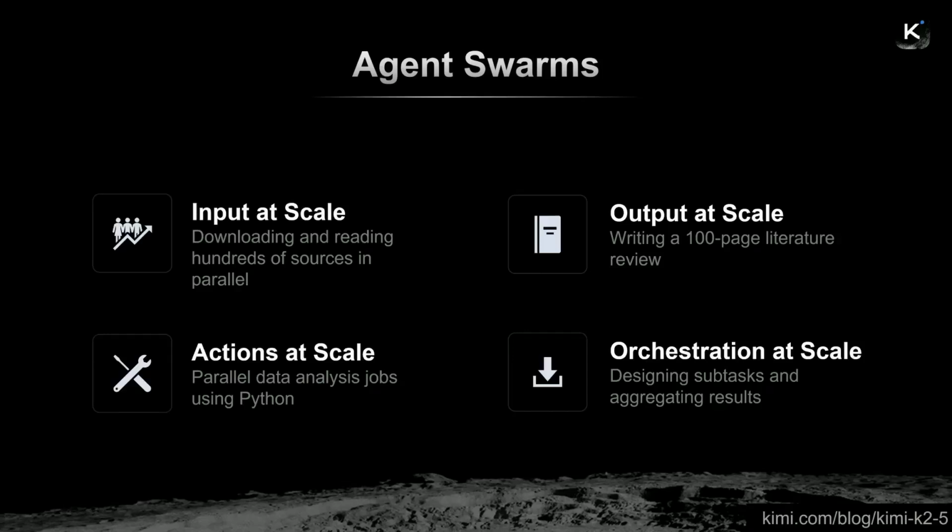And we can certainly scale it in different dimensions. We can scale the inputs. For example, we can download and read hundreds of sources or even thousands of documents in parallel. Or you can write a 100-page literature review in parallel. Or you can take actions at scale. You can perform data analysis for 10 different tasks. And also, it is orchestration at scale. You have to learn to design subtasks and aggregate the results.